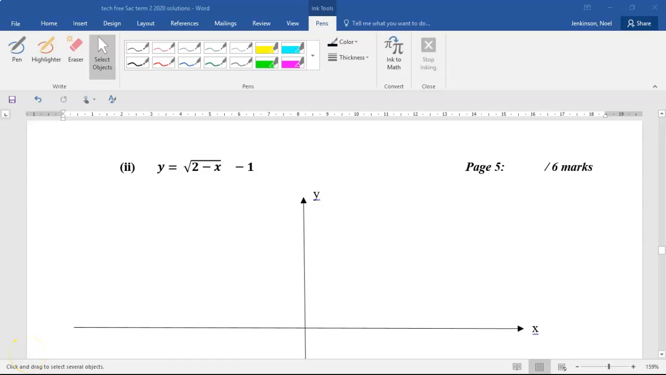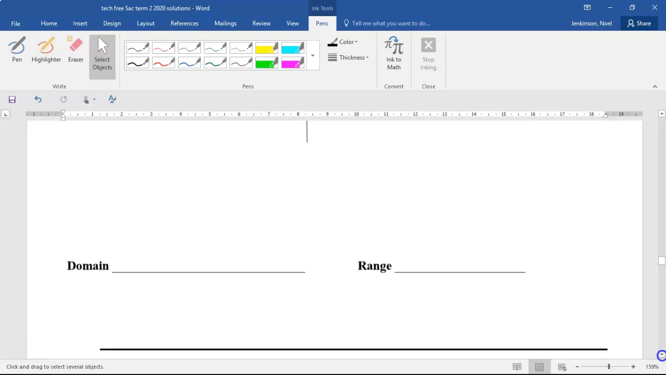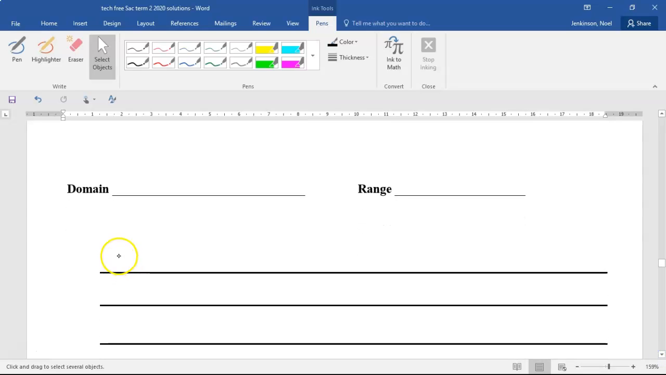Hello students, this is page 5 of the SAC 1 for methods. We're going to be graphing this square root graph. We've put the lines at the top of the page on the SAC, but I'll just have to go down to them here. I believe that graph was to be y equals square root 2 minus x, subtract 1.